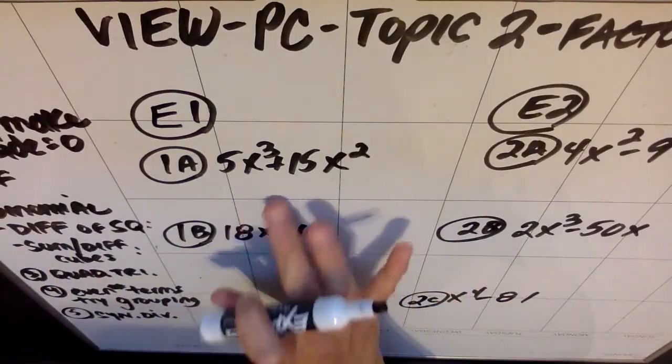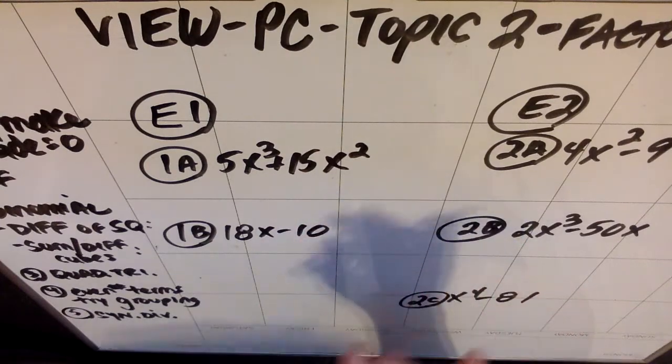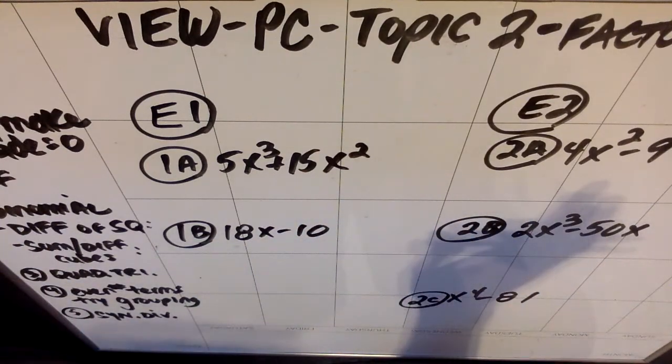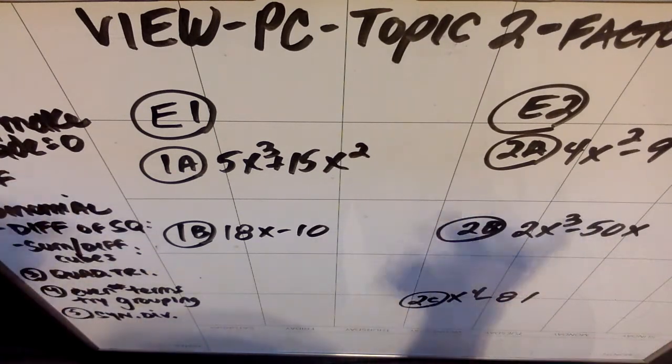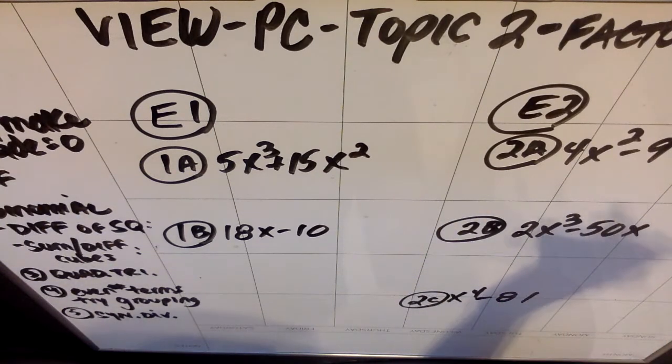So we have a 15x cubed plus 15x. This isn't an equation, so I don't have to worry about one side equaling 0. Remember, an equation is when you have an equal sign. This is an expression, no equal sign. So the first thing I should do is look for a GCF.